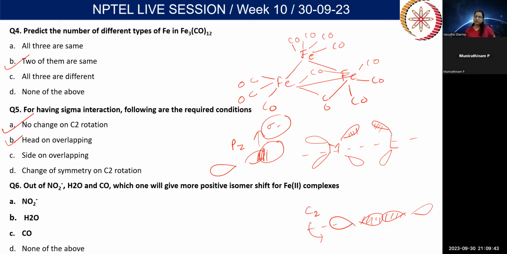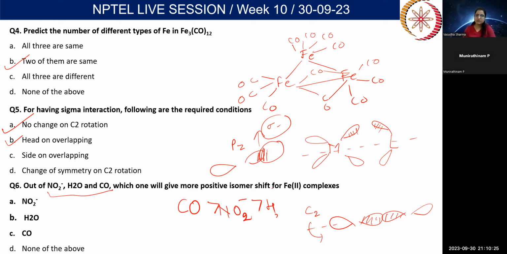Now tell me, out of all these three ligands, NO2 negative, water, and carbonyl, which one will give you more positive isomer shift? Tell me firstly, which one is more pi accepting or strong field compared to all three? CO is the most strong, which is having the pi accepting. After that, NO2 negative, and then water.